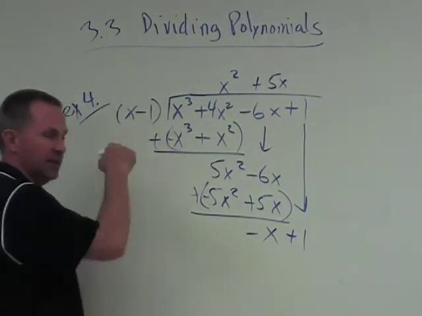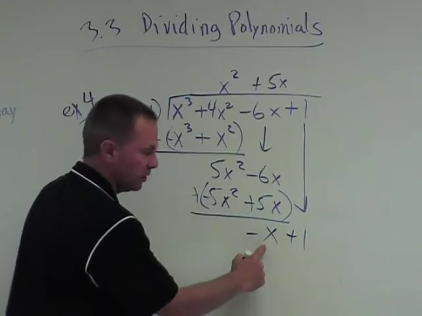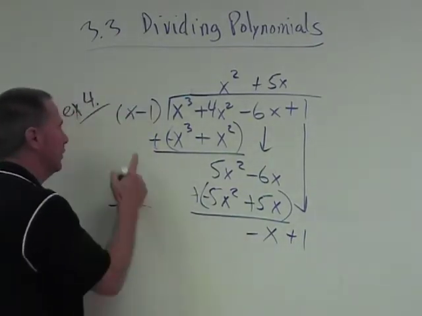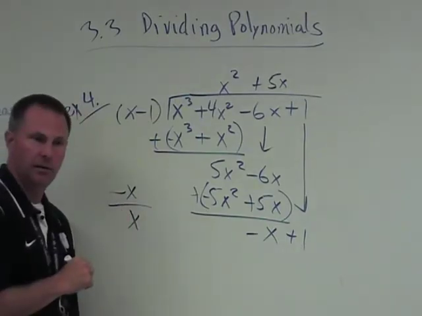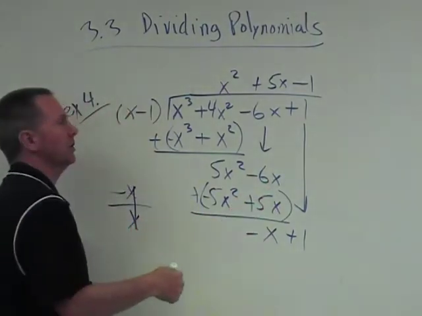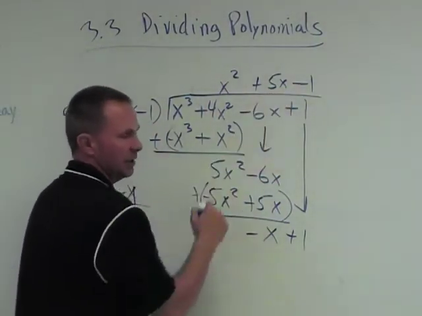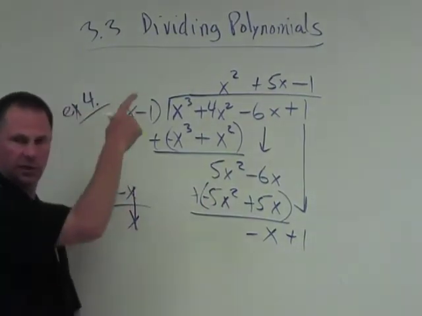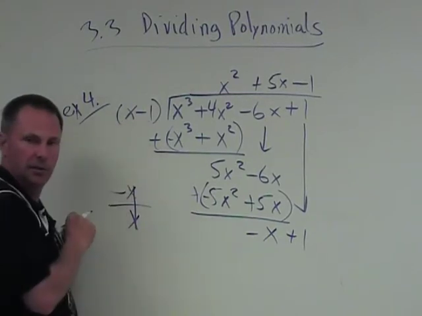Alright, so instead of just asking you what the answer is, let me show you what we're doing. The leading term, negative x, over this leading term. What is that? Negative 1. That's what goes up here. So let me ask the question: what times x gives me negative x? Well, negative 1. So that's how you can figure out what goes on top. Take the leading term, divide by the leading term here.